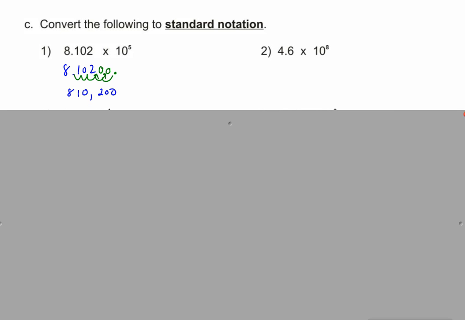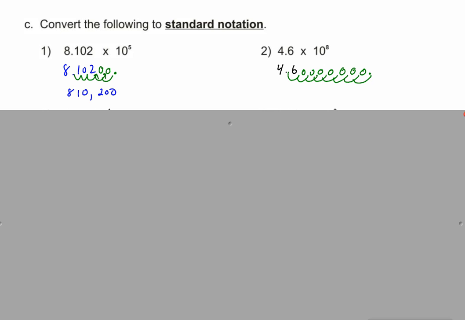So the second one, 10 to the 8th. 10 to the 6th is a million. 10 to the 8th has to be then 100 million. So we better be around 4-something million. Well, same procedure, right? 4.6. And start counting. 1, need a 0. 2, need a 0. 3, need a 0. 4, need a 0. 5, need a 0. 6, need a 0. 7, need a 0. 8. All right, that's the 8th.